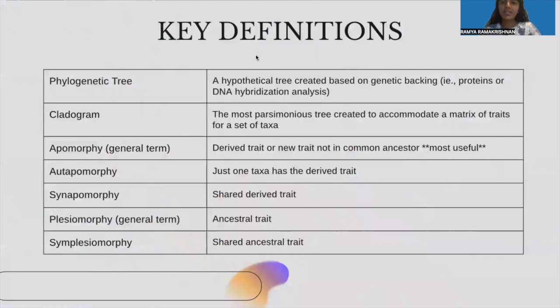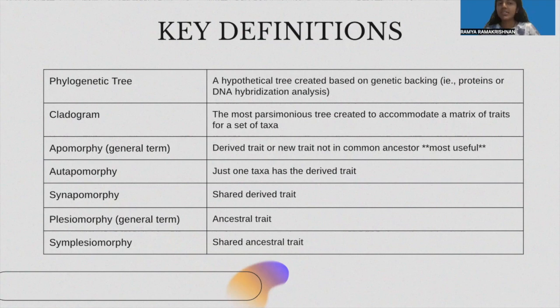So there are some key definitions that are important to know before diving into cladistic analysis, the first of which is a phylogenetic tree. A phylogenetic tree is a hypothetical tree based on a genetic backing. In lecture, we saw phylogenetic trees of primates based off of albumin protein data and DNA hybridization data.